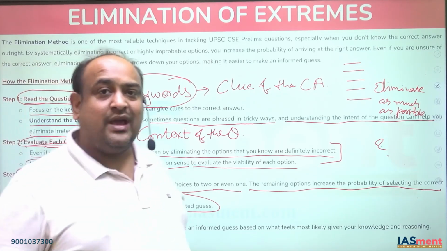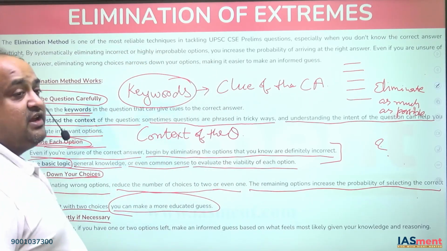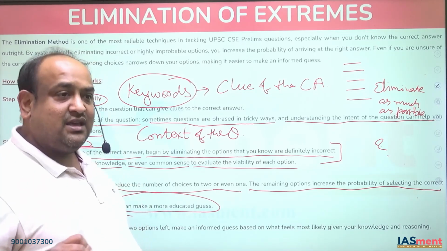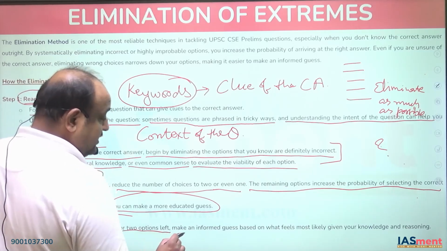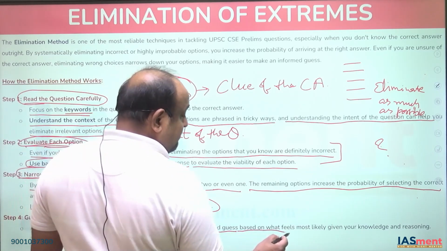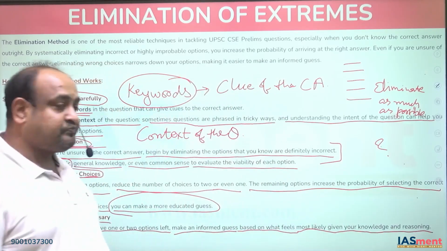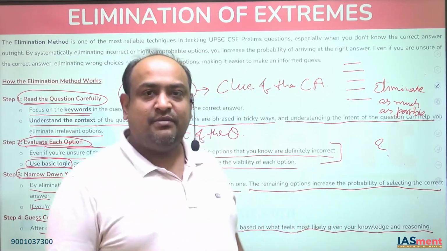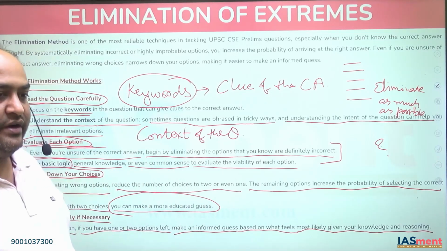If you are not able to eliminate maximum options, then if necessary, I'm again saying if necessary, then apply confident guess. After eliminating, if you have one or two options left, make an informed guess based on what feels most likely given your knowledge and instinct. मतलब ब्लैंक गैस तो यहाँ भी नहीं मारना, यहाँ पे भी आपको इन्फॉर्म्ड गेस मारना है based on whatever knowledge you have acquired.